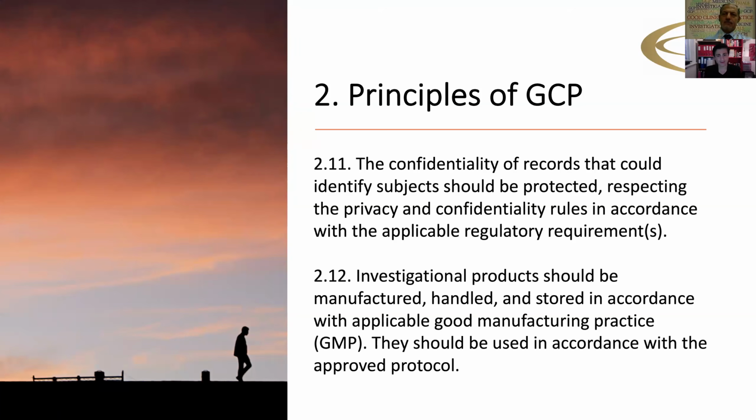The 12th bullet says investigational products should be manufactured, handled, and stored in accordance with good manufacturing practice. And they should be used in accordance with the approved protocol. Now we see a new term here called GMP. GMP is good manufacturing practices. So what this is saying is to our, for example, sponsors who develop the drugs, who make the drugs, when you're making the drug, you have to follow certain guidelines and regulations so that they're manufactured and handled in accordance with GMP.